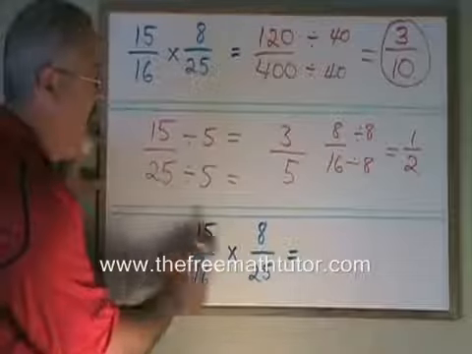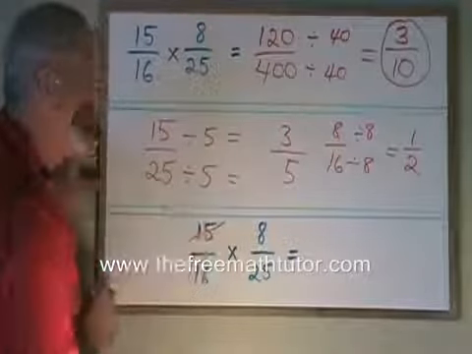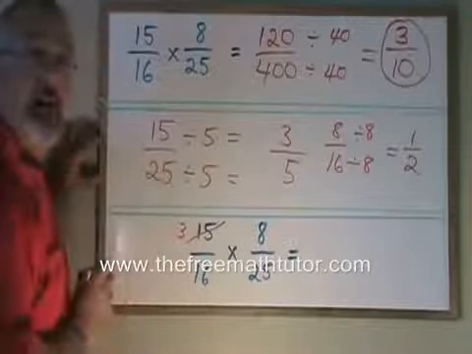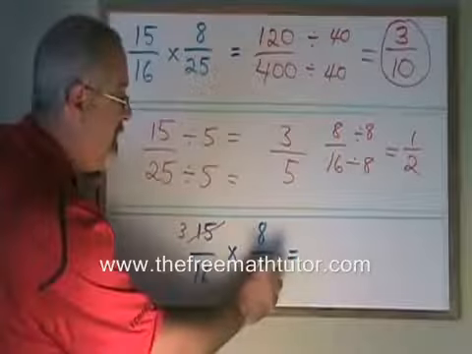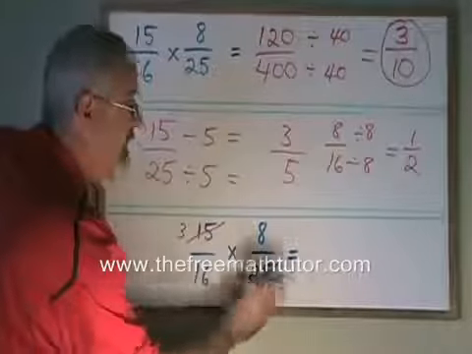We can see that 15 and 25 have a common factor of 5, so I cancel the 15. 15 divided by 5 is 3. I write a little 3 here. And I cancel the 25. 25 divided by 5 is 5. I can write a little 5 here.